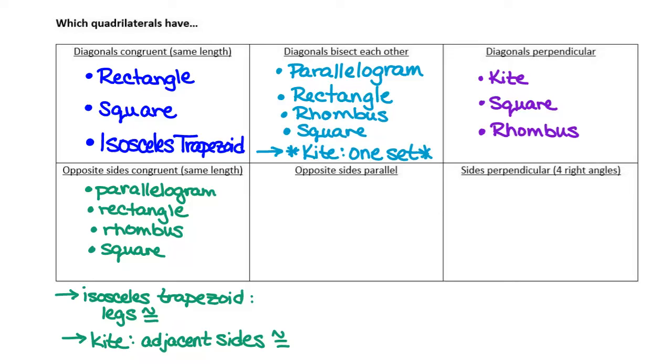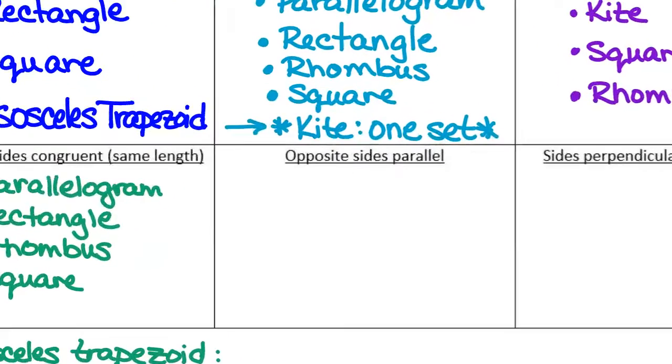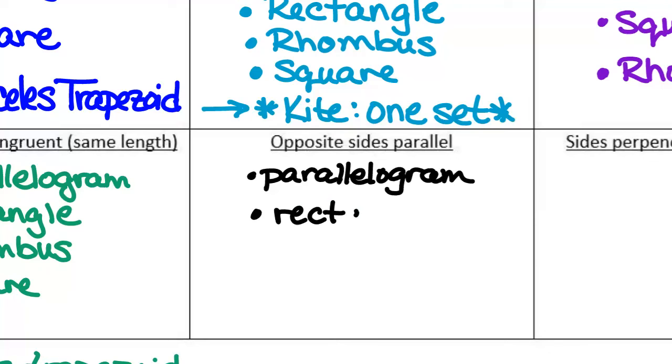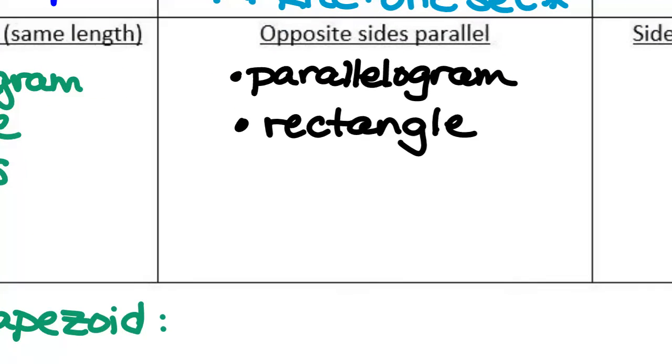Which shapes have opposite sides that are parallel? Parallelogram. What else? Rectangle. Any others?